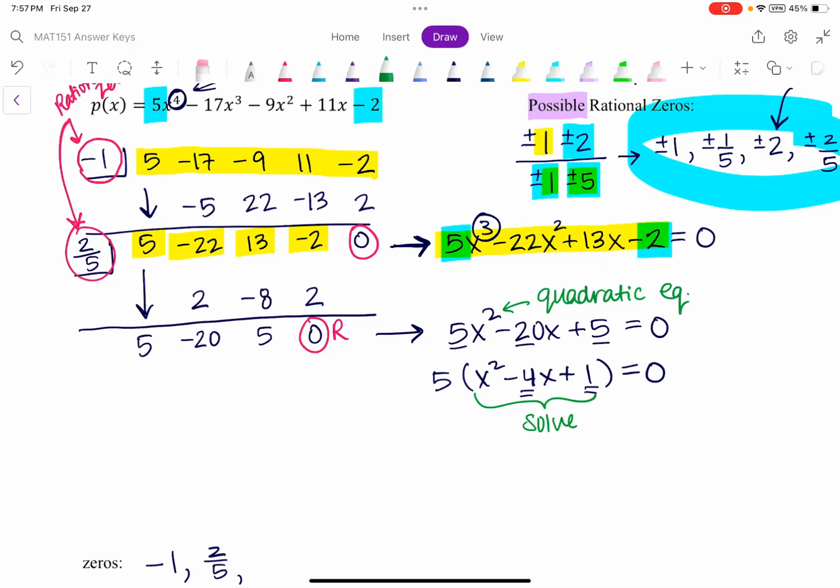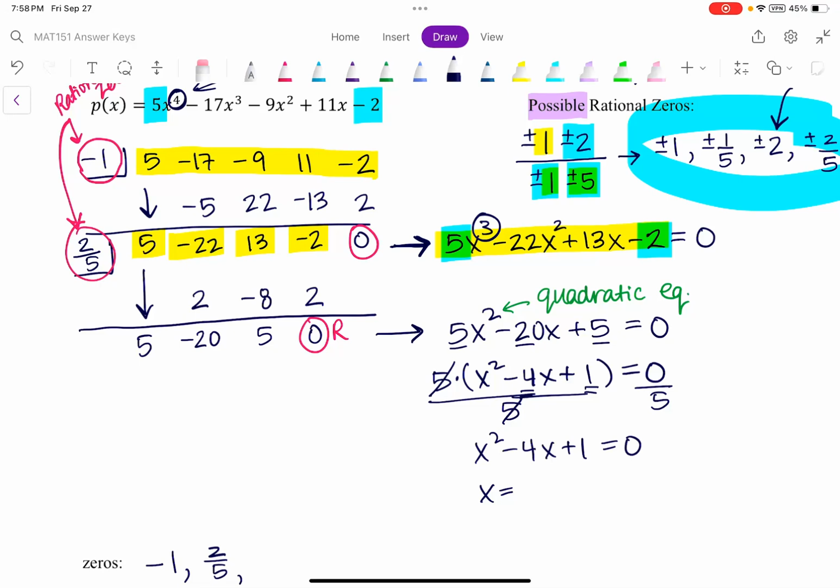equal to 0. Remember, you don't really need to do anything with that 5 out in front. If you wanted to think of it like this, you could essentially think of it as dividing both sides by 5. So really that 5 is not needed when we go to solve our equation. We're just solving x squared minus 4x plus 1 equals 0.